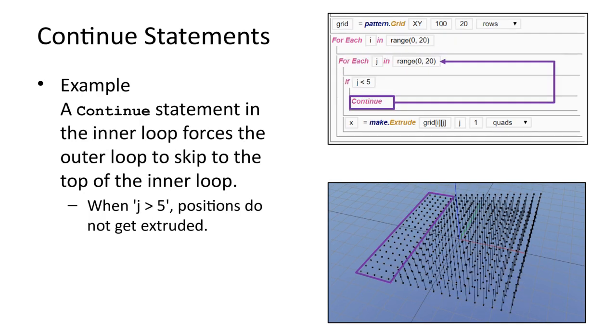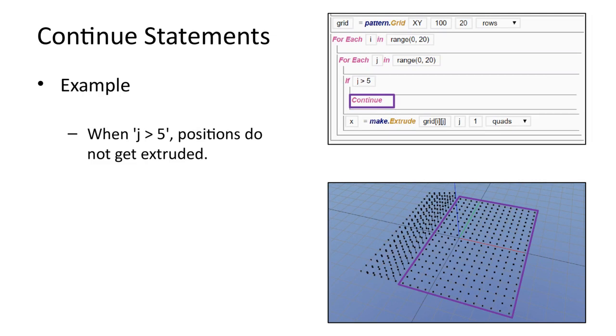In this example, the continue statement is inside the inner loop. When the inner loop starts to execute, it will iterate over the row of positions. This time, for the first 5 positions, the variable j will have a value less than 5. Each time the continue statement then kicks in, and execution will return to the top of the inner loop.